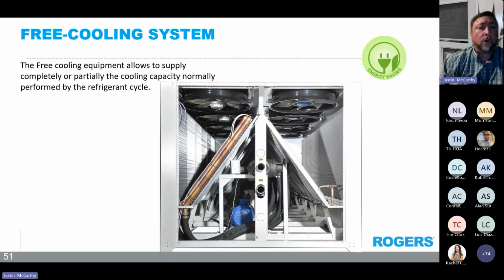One thing we're seeing a lot more of these days is a free cooling system. The free cooling equipment allows you to supply completely or partially the cooling capacity normally provided by the refrigeration cycle in the correct season. We talked about dry coolers, we talked about chillers. Well, this is both. So this one can do either. Once again, in the northern US, you could take advantage of the cold winter ambience to cool your glycol instead of running mechanical refrigeration. Obviously, the savings on electricity in that case would be huge.